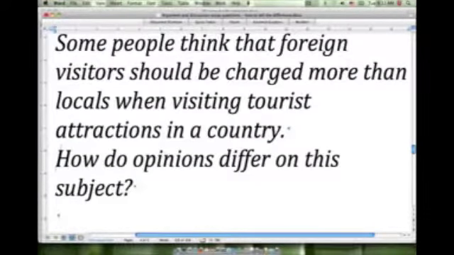Okay, "How do opinions differ on this subject?" So here we're also going to be writing a discussion style of essay because we need to compare the two sides that are opposed when it comes to this topic. So we would present the first opinion in our first supporting paragraph, the second opinion in our second supporting paragraph, and finally we would present our personal opinion in the conclusion, our personal stance on the subject. How do opinions differ on this subject? Discussion essay.